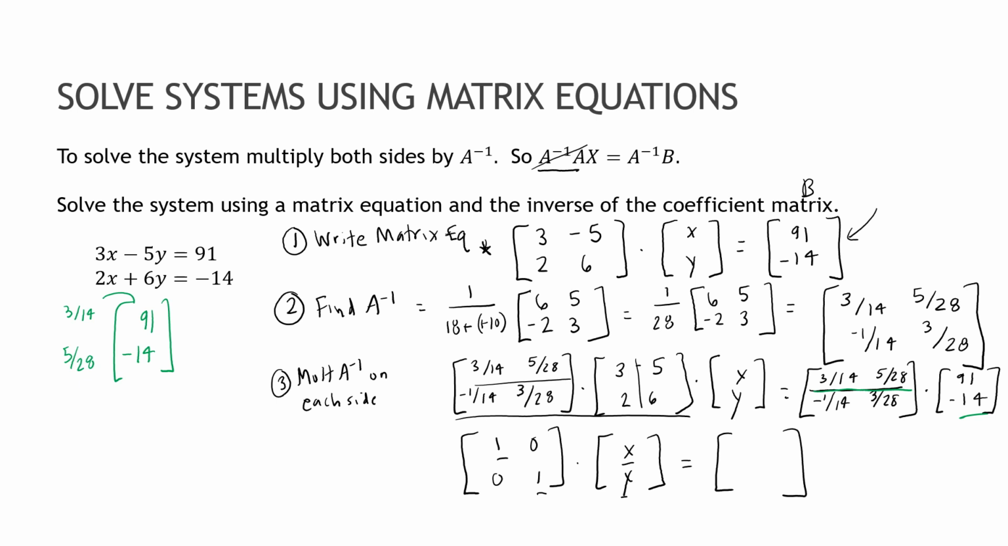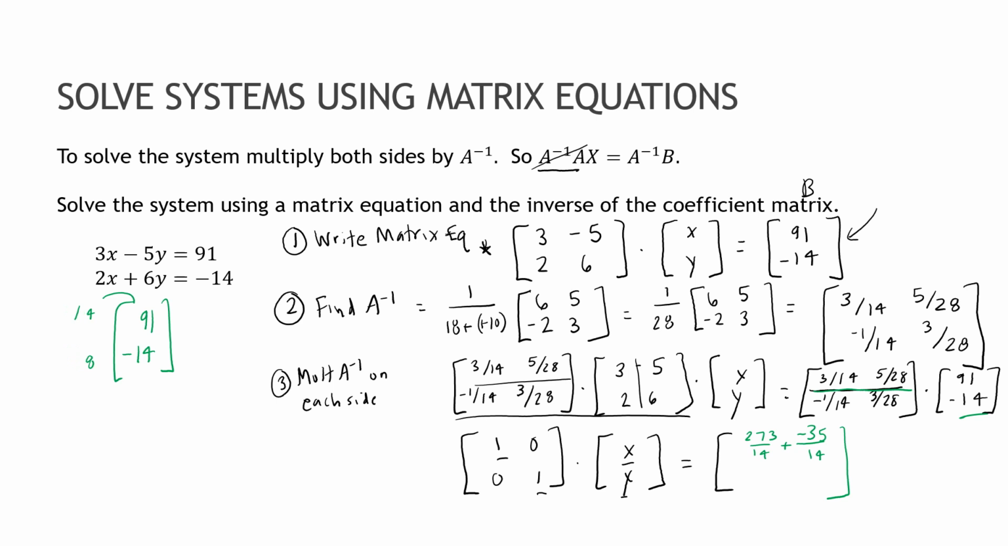So 3/14 times 91, and I'm just going to leave it in fraction form, so I'm going to take 3 times 91, and that's 273 over 14 plus 5 over 28 times negative 14, so 5 times negative 14 is negative 70 over 28. I'm going to cut that in half just so I can add it to the 14. So negative 70 over 28 is the same as negative 35 over 14.